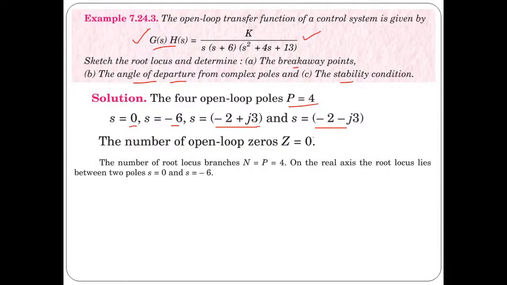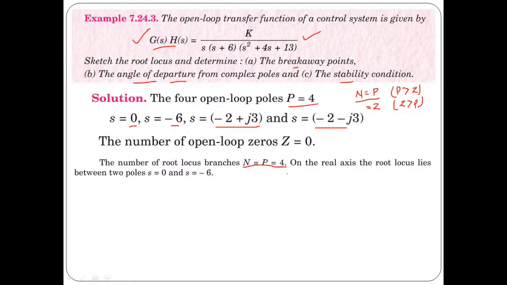And then we need to decide how many branches there will be in this root locus. If you apply proper logic, we know that the number of branches in a root locus is always going to be equal to either P or Z: it is P when P is more than Z, and Z when Z is more than P. This simple logic we need to implement in order to decide how many branches are available in the root locus of the system. So finally we conclude that here the number of branches is P, which is equal to 4.